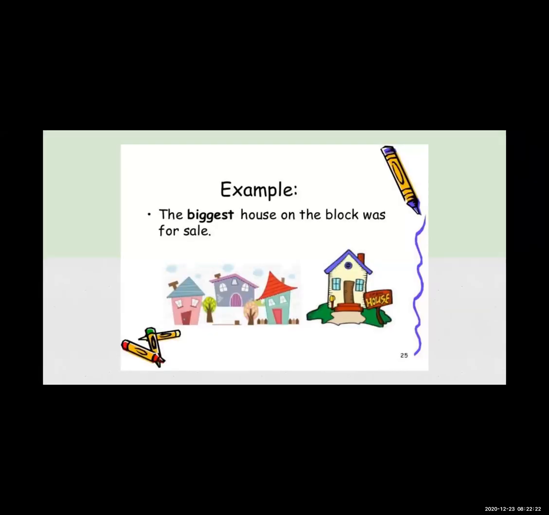Next example, there are many houses, three or four houses, and only one house is big. How will I say that? The biggest house on the block was for sale. Over here biggest shows the superlative degree. As we have added est to big, it denotes superlativeness, meaning no house over here is as big as that one.